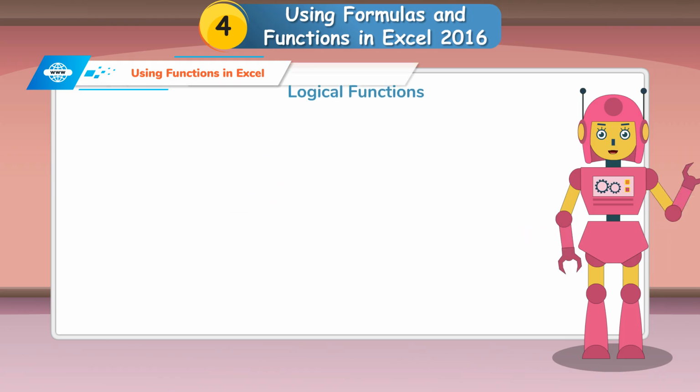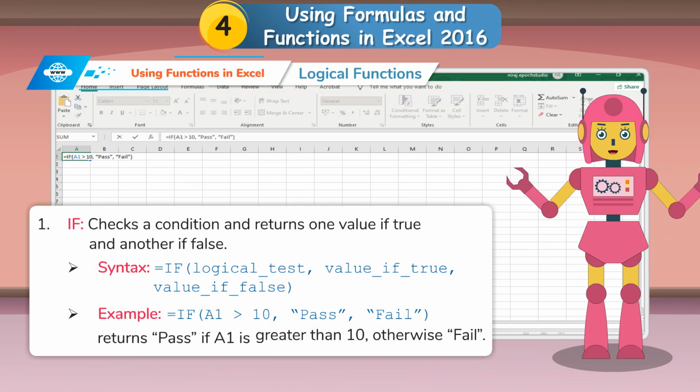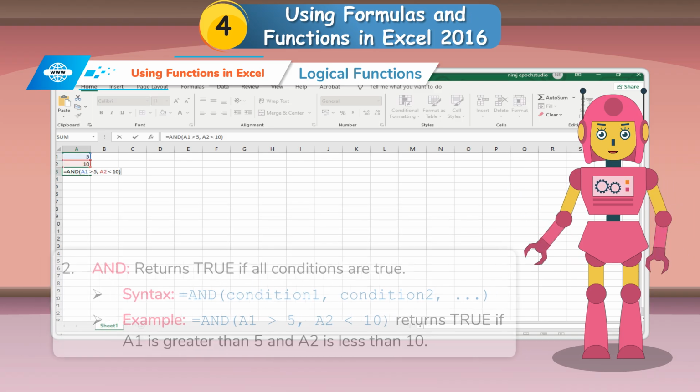Logical functions. 1. IF checks a condition and returns one value if true and another if false. Syntax: IF(logical_test, value_if_true, value_if_false). Example, =IF(A1>10, "pass", "fail") returns pass if A1 is greater than 10, otherwise fail.